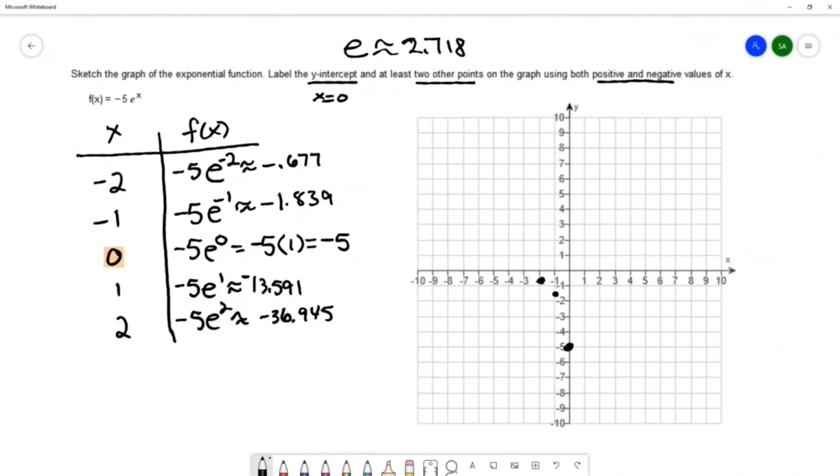So 1 and -13 puts us off our grid, and we have a sketch of our graph of -5 e to the x. We do have a horizontal asymptote that is right on top of our x-axis, the line y equals 0.